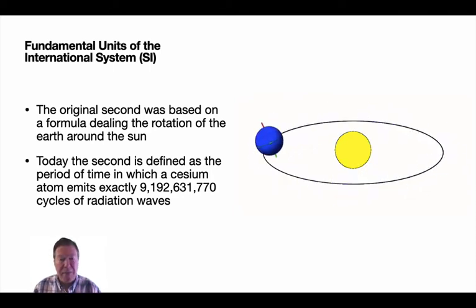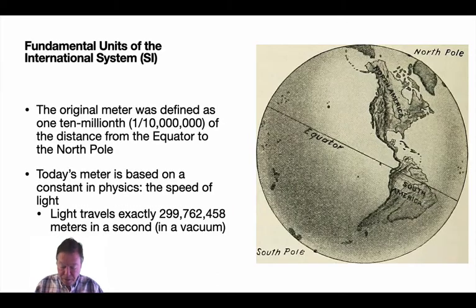We can measure that. That's what we measure a second on. It's something that's constant and we can measure. A meter used to be defined as 1/10,000,000th of the distance from the equator to the North Pole. In other words, it would go from the equator here to the North Pole here. We would measure this distance and divide it by 10 million.